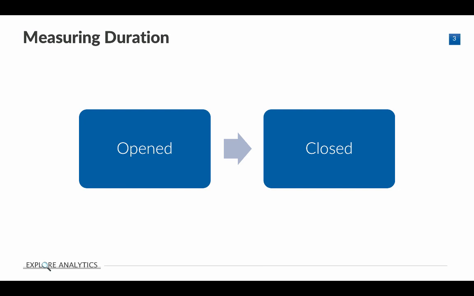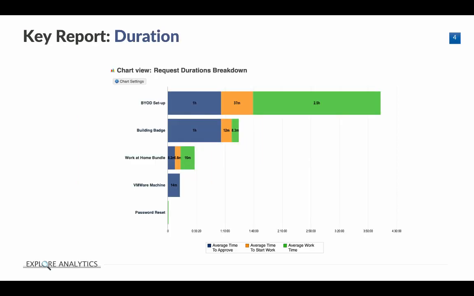So instead, what we want to do is get to a report like this. This is the same report, but it's broken down into the different stages. This is going to take a little bit more to get to that deeper level, but you get a lot more information out of it. So for example, it looks like the bring your own device setup, the bulk of it is that time to deliver.